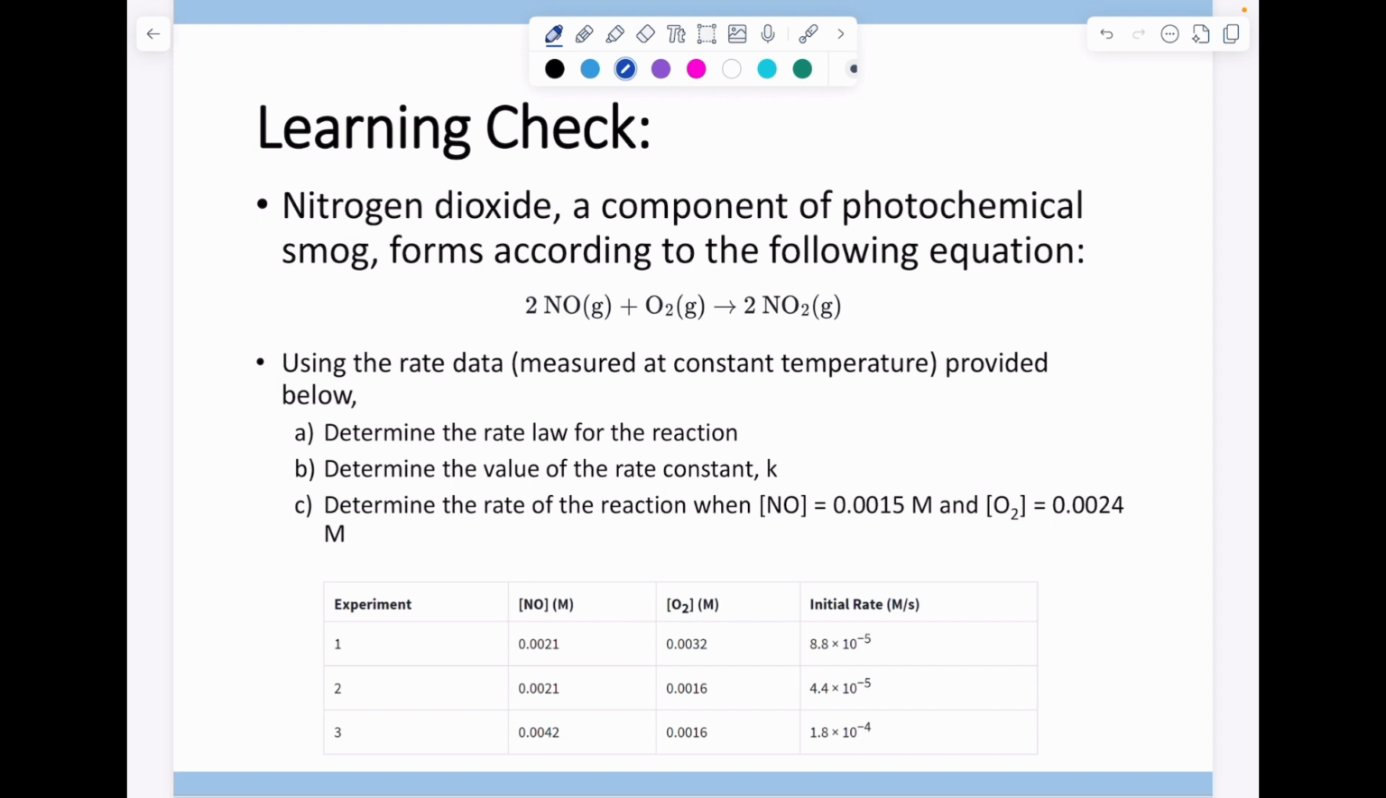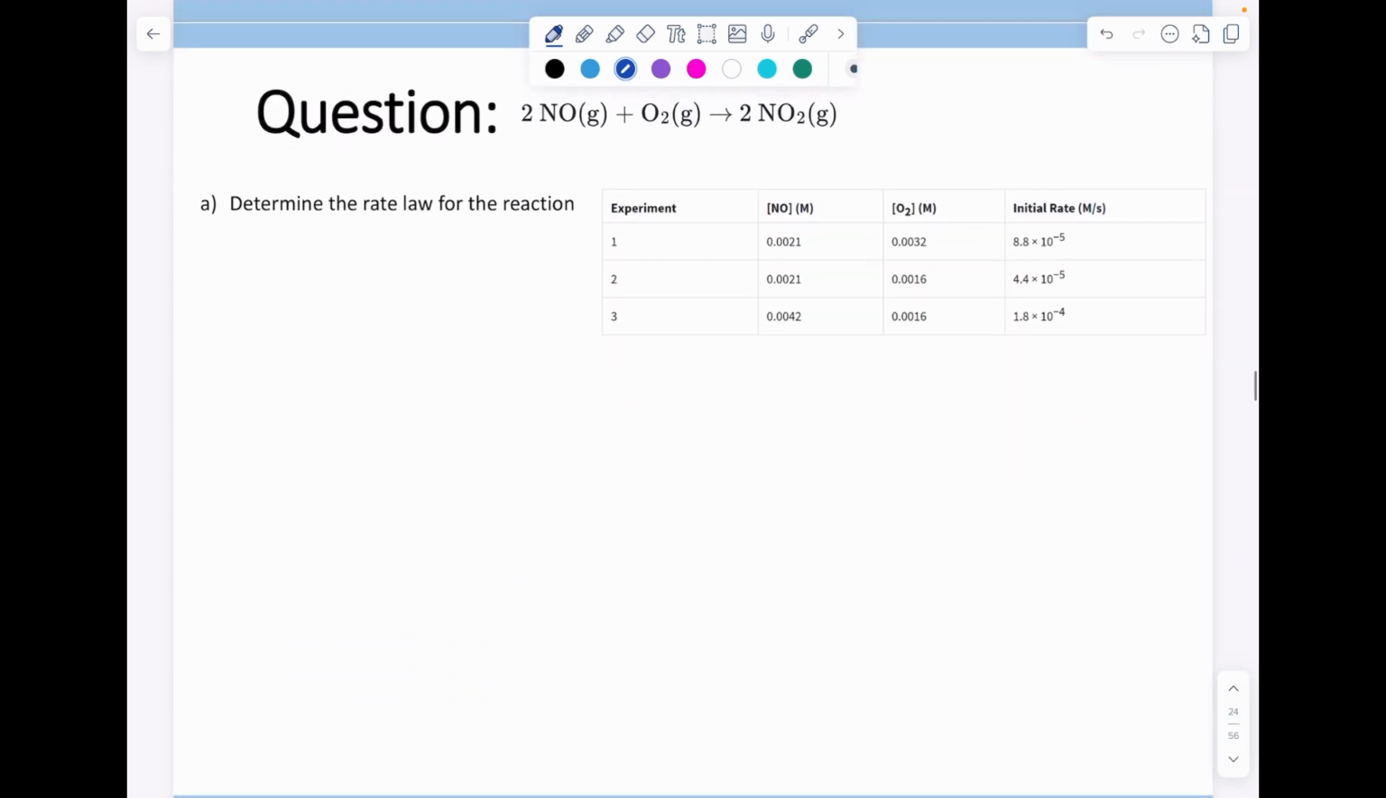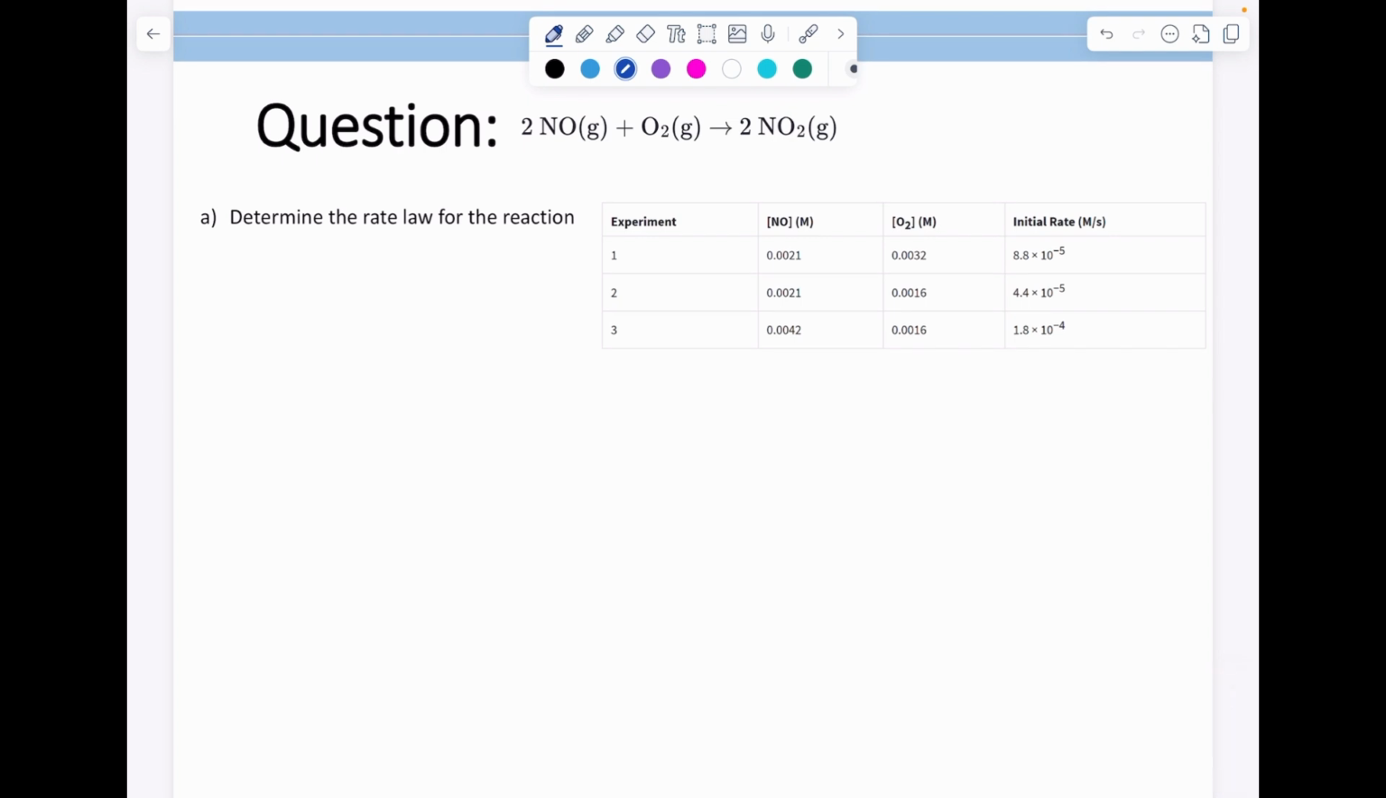So nitrogen dioxide is a component of photochemical smog that is in the air. This forms according to this equation. We have nitrogen monoxide with oxygen gas that forms nitrogen dioxide. So we have some experimental rate data measured at constant temperature. It's provided in the table at the bottom of the slide. And we're going to determine the rate law, K, and then the rate for certain concentrations like I mentioned. So I have one slide to do each of those because we'll need some space. So first we have determining the rate law.